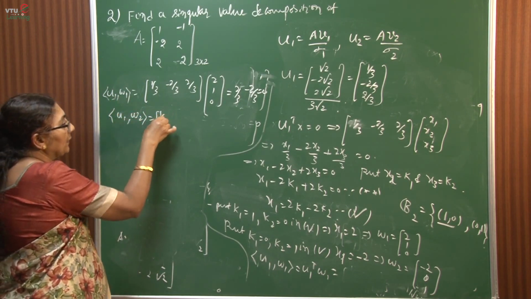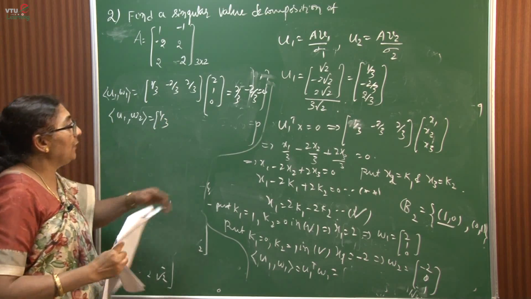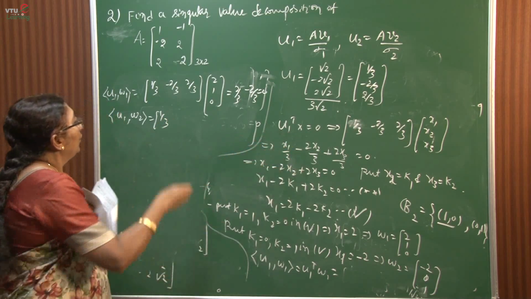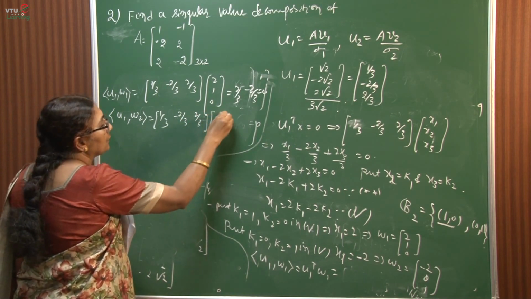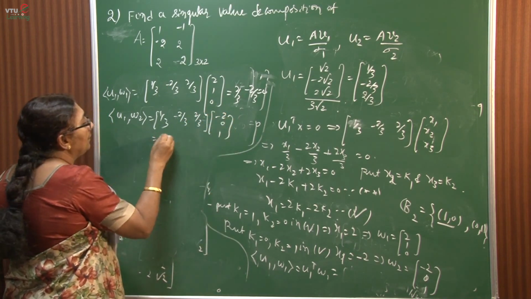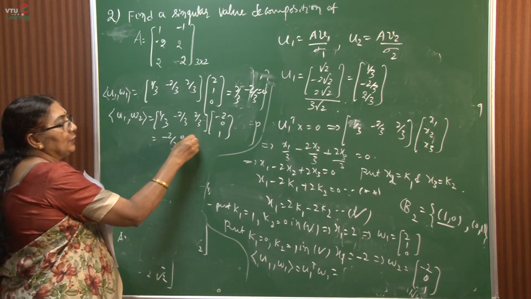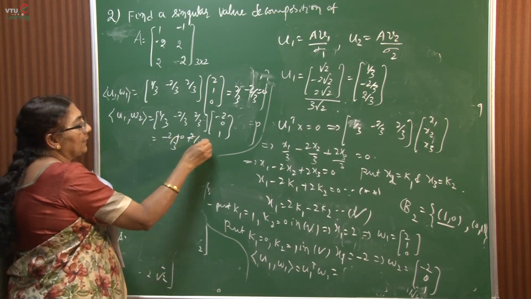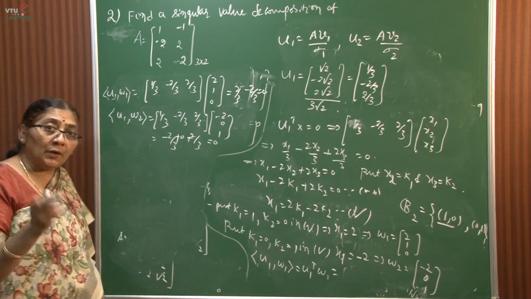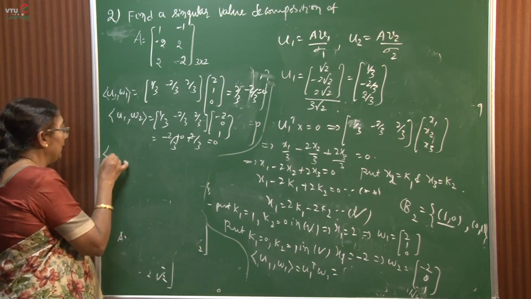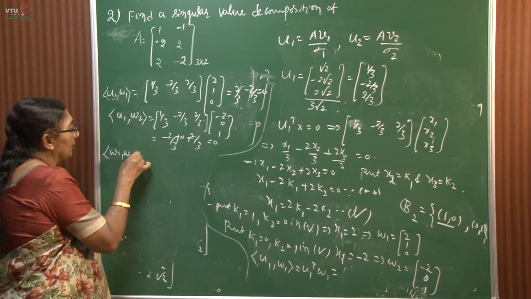Next, this is the inner product of U1 comma W1, and also find the inner product of U1 and W2. Definitely this is also 0, because we found these 2 vectors based on U1. 1 by 3, minus 2 by 3, 2 by 3 with minus 2, 0, 1. You multiply that: minus 2 by 3, 0, plus 2 by 3. What we get actually? 0. Now, W1 and W2 are orthogonal to U1, but observe W1 and W2 are not orthogonal to each other.